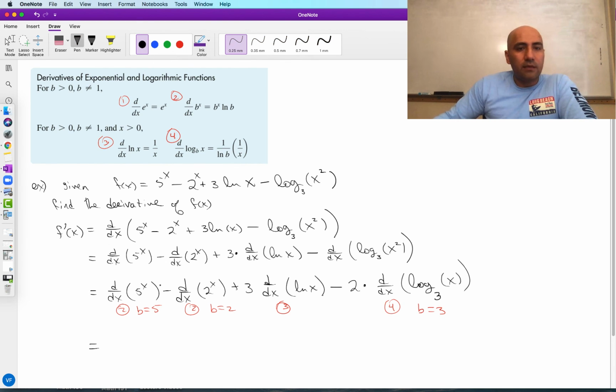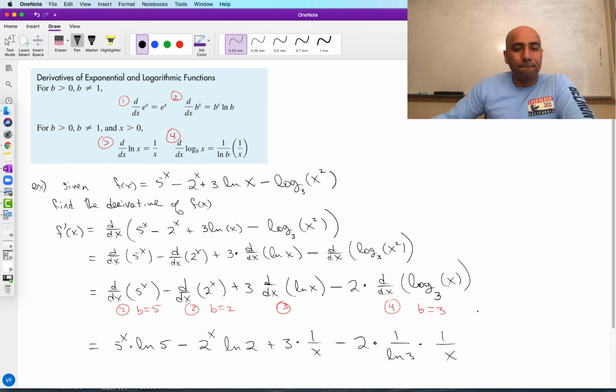So this is going to be like a number 2. So the derivative is going to be equal to copying that same thing again: 5 to the x times ln of b. So this is going to be 5 to the x power times ln of 5, minus 2 to the x power ln of 2, plus 3 times, and this is like a number 3, the derivative of ln x, which is equal to 1 over x, minus 2 times, and this is like a number 4, 1 over ln of 3 times 1 over x. Okay, so we can maybe simplify this just a little bit, but not much.